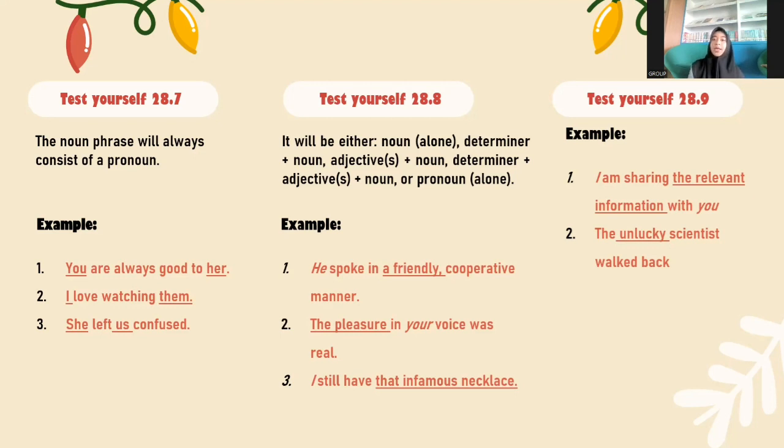And then test yourself 28.9 example. I'm sharing the relevant information with you. And I is pronoun and the relevant information is adjective. And you is pronoun. And the unlucky skin's wet back. The unlucky is adjective, skin wet back.